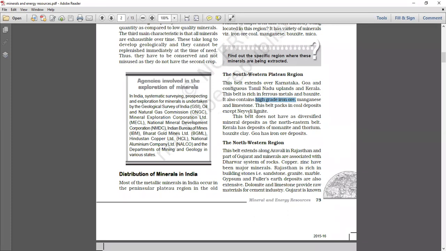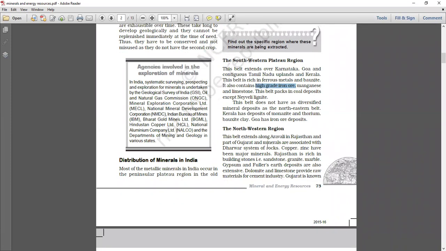But at Neyveli in Tamil Nadu, which coal is found there? Lignite coal is found. Not hematite or magnetite, but lignite coal. If I am talking about Kerala, which also lies in the southwestern plateau region, there monazite and thorium are found. Goa is an iron ore deposit. What deposit is in Goa? Iron ore deposit. The next region dealing with the minerals is the northwestern region.